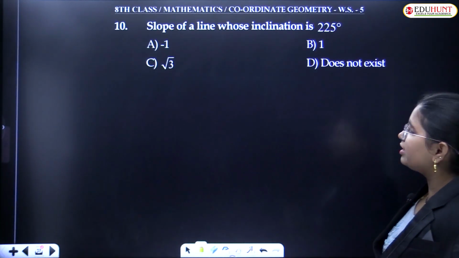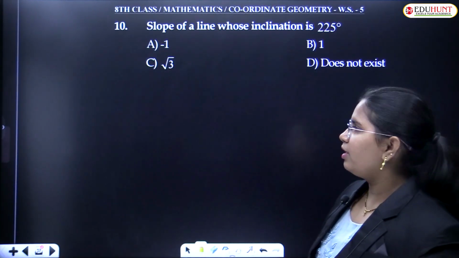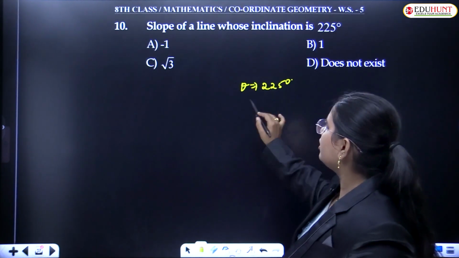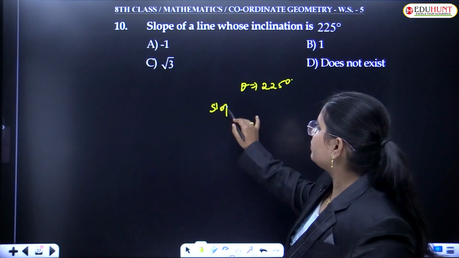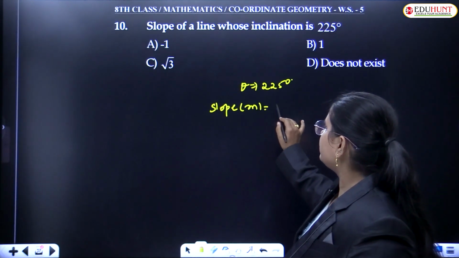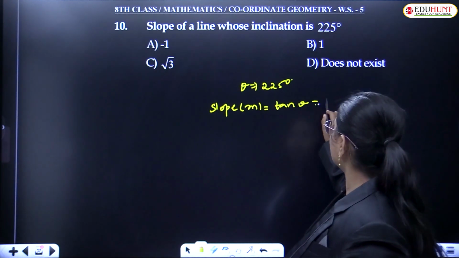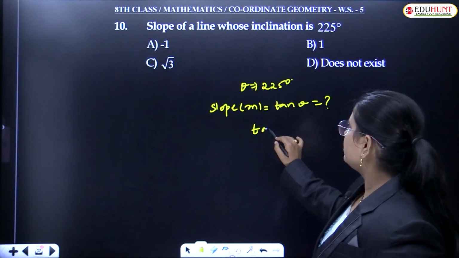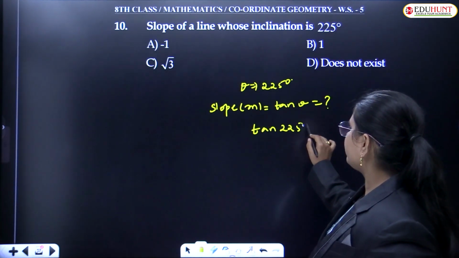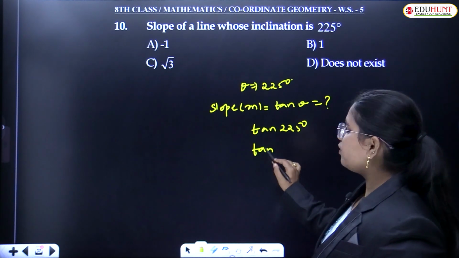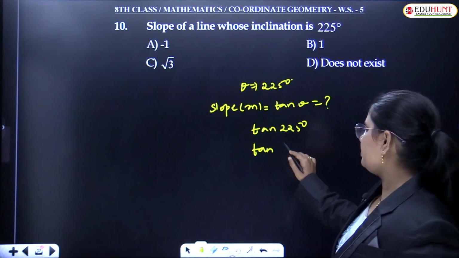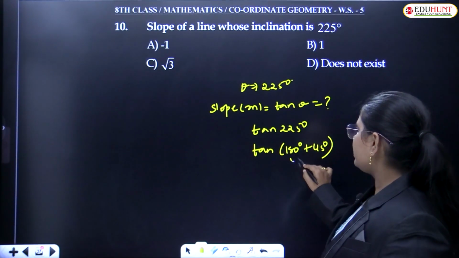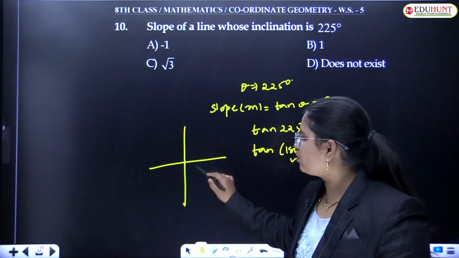Slope of a line whose inclination is 225 degrees. So, this time they gave you theta is equal to 225 degrees. You need to find the slope. Slope m is equal to tan theta, which is how much? Tan 225 degrees. With the help of allied angles, 225 can be written as 180 degrees plus 45 degrees.